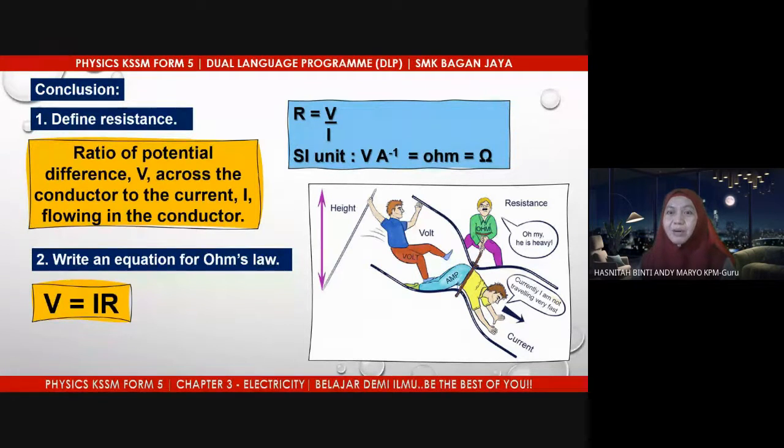Not ligament, ligament is something else. Ligament is the joint between bones and muscle. Okay, filament, it's filament bulb. Not ligament.